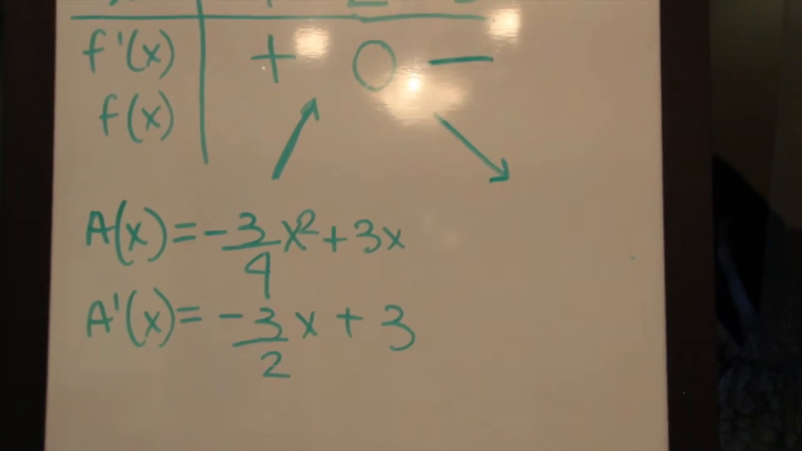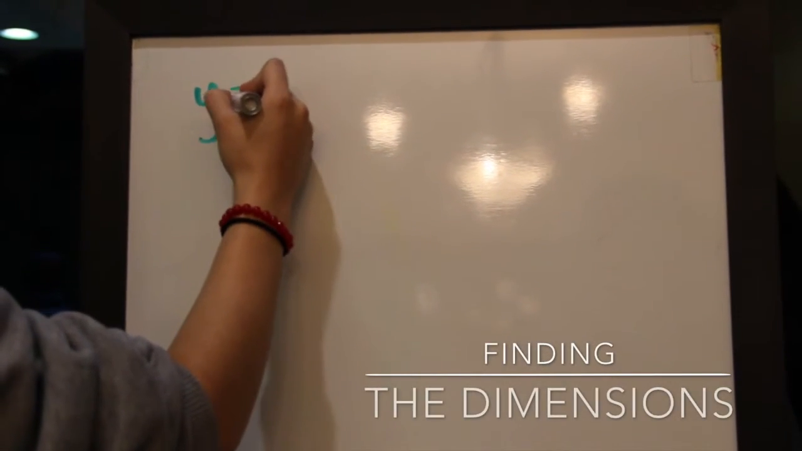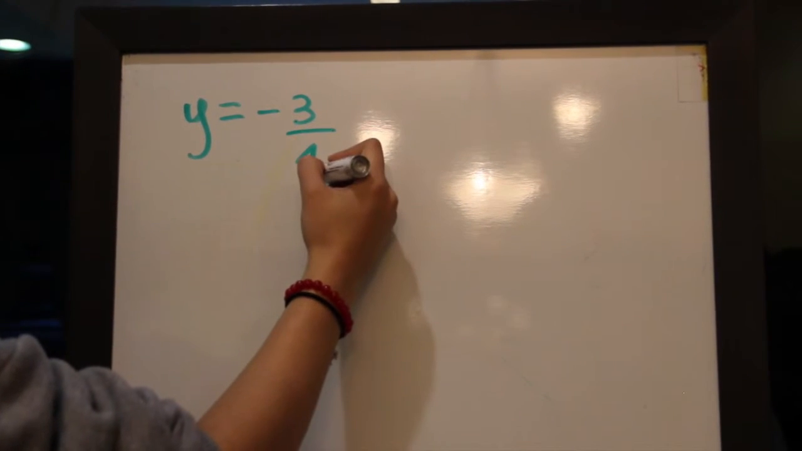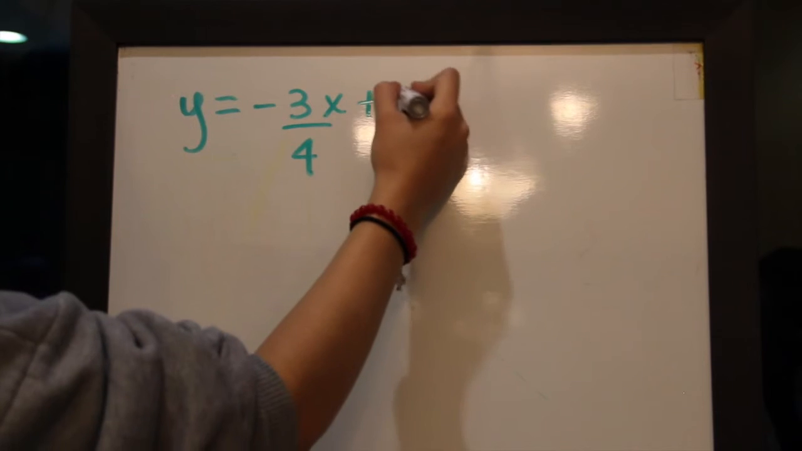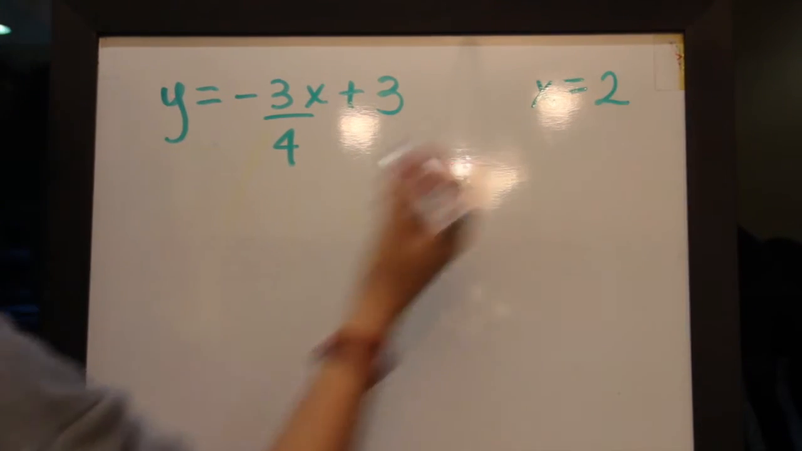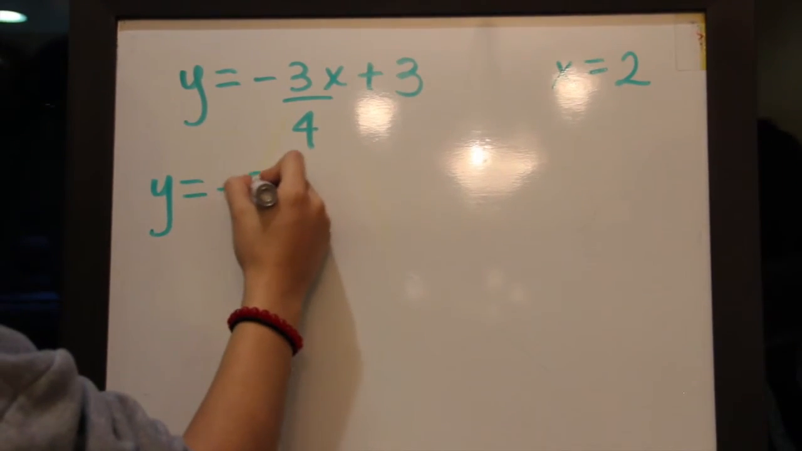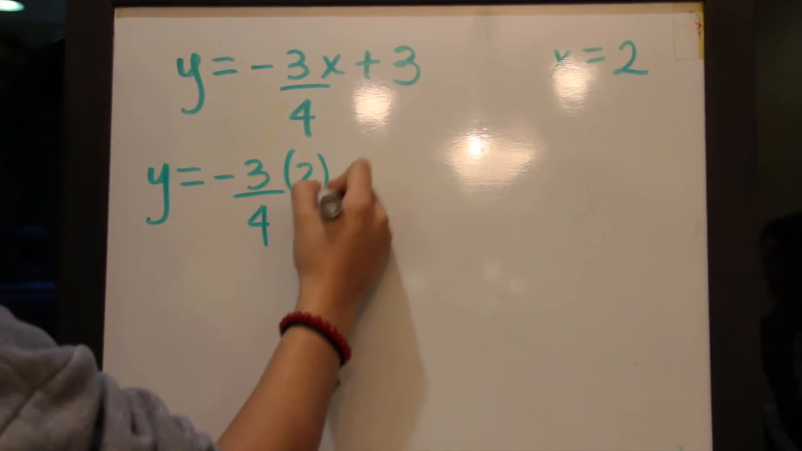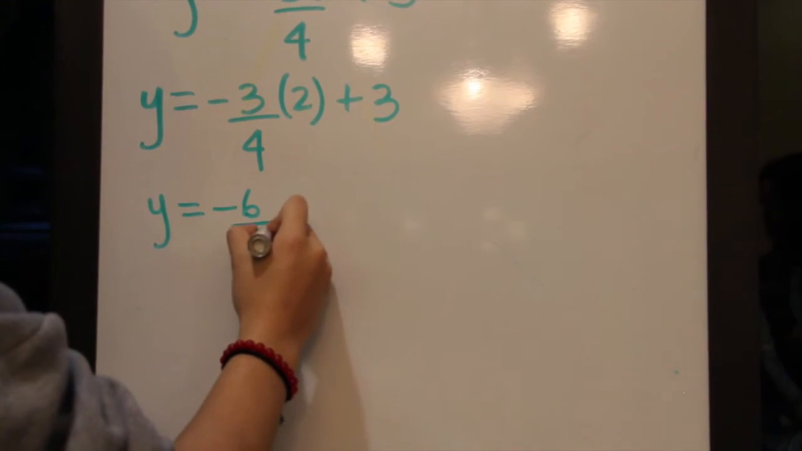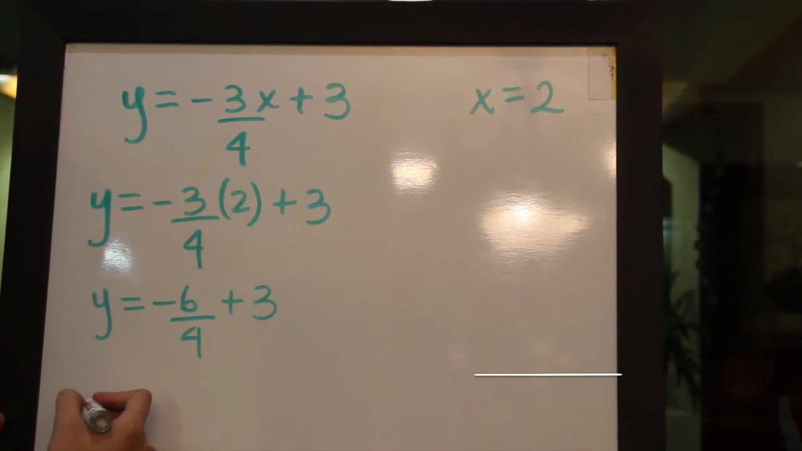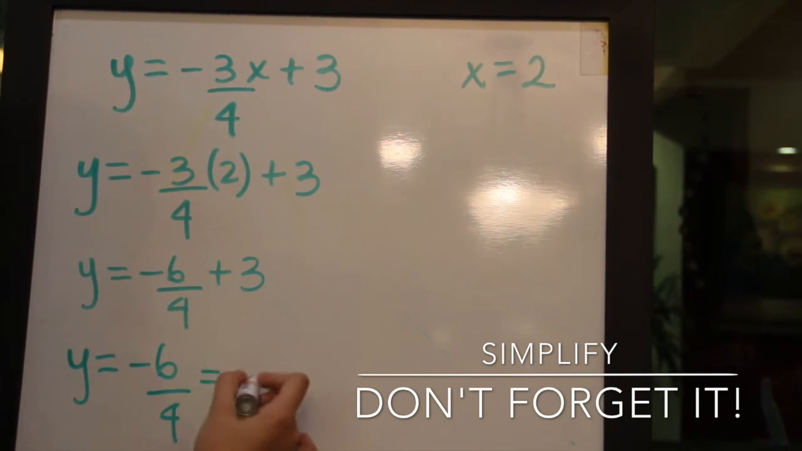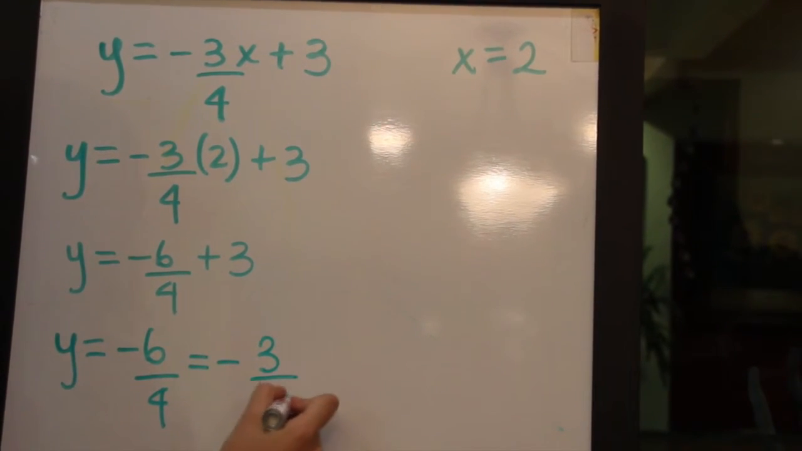And there you go. Do you remember that at the beginning of the video we found y? And y was minus 3/4 of x plus 3, and we also already got that x equals 2. So we're going to substitute that x for 2, and we're going to get the dimension of y, since we know that the dimension of x is 2. To get the answer, remember that you've got to simplify. So you get 3/2.